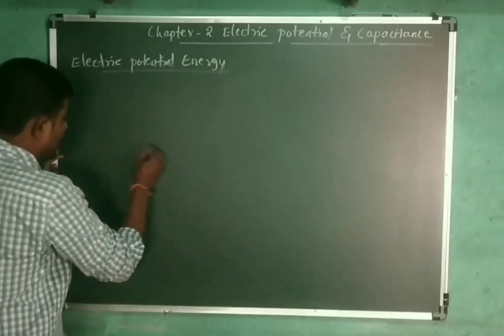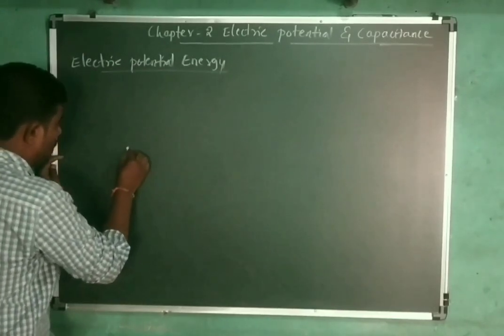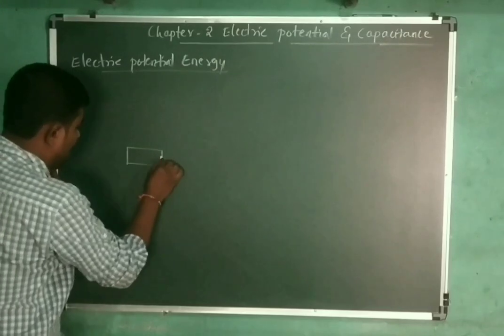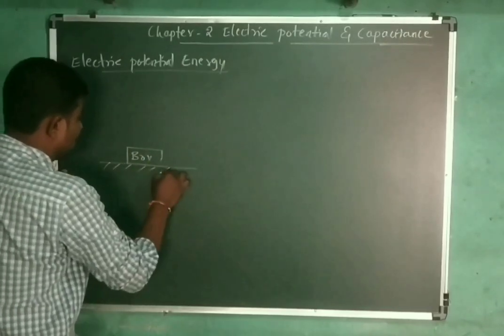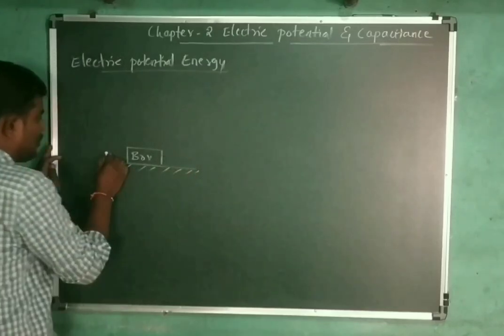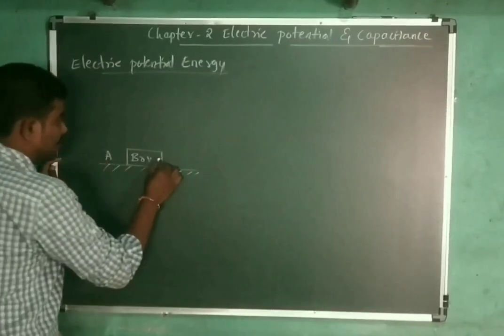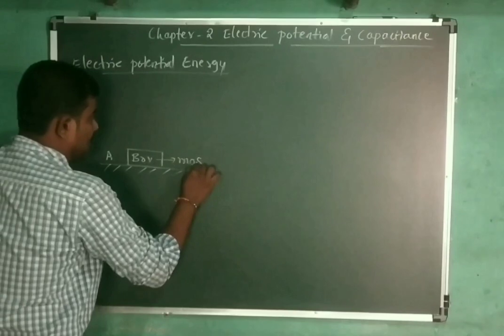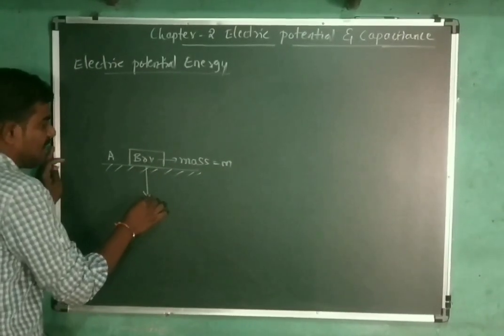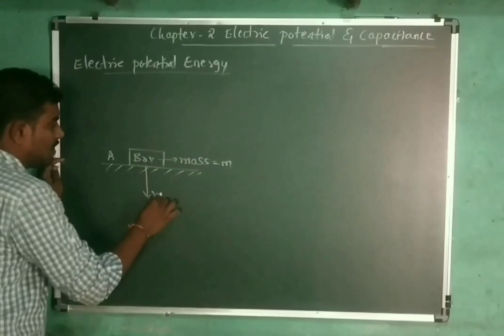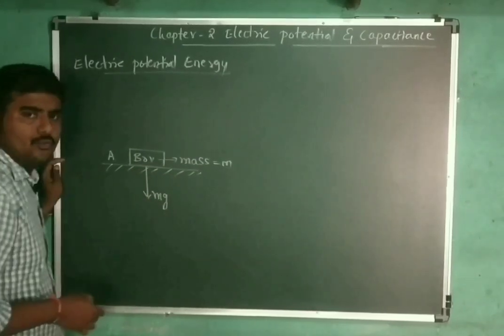See here, let us consider one box. This is a box, and this box is placed on the surface of the ground. Let us call this location A. This box has certain mass m, and this box is experiencing a force, and that force is what? mg. You can call it weight also.